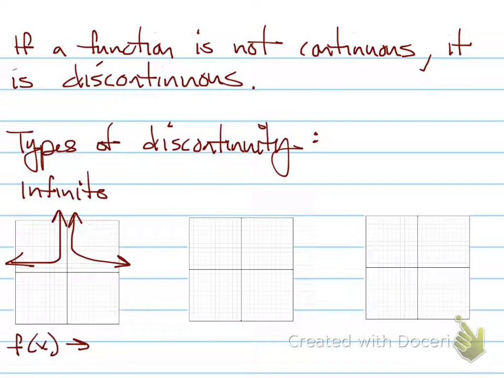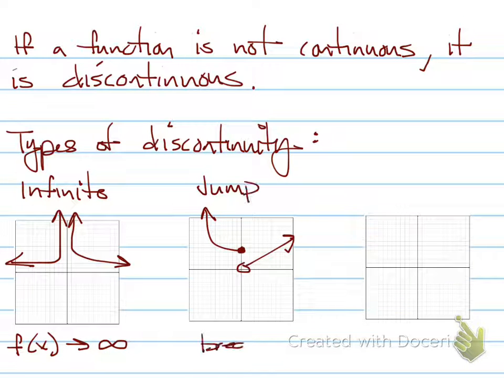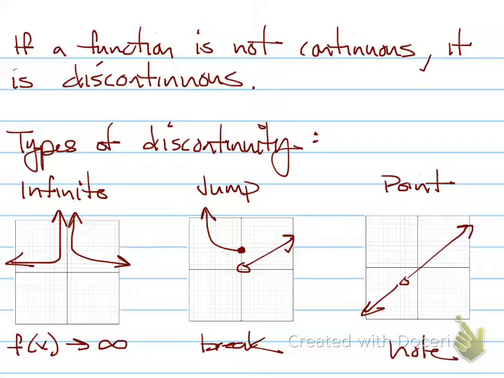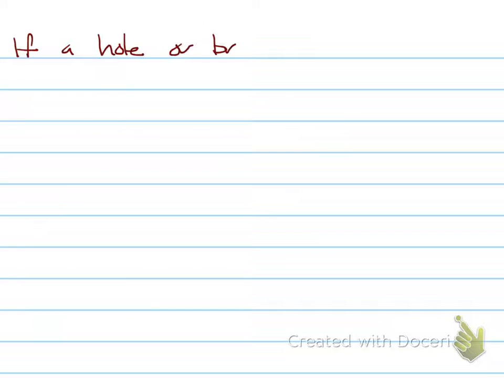You could either have an infinite discontinuity, meaning there is some type of asymptote on the graph, or f of x approaches infinity. You can have a jump discontinuity, where there's a break in the graph. And then you can also have a point discontinuity, where there is a hole in the graph. Now, if that hole can be filled by factoring, then we say that this type of point discontinuity is removable discontinuity.